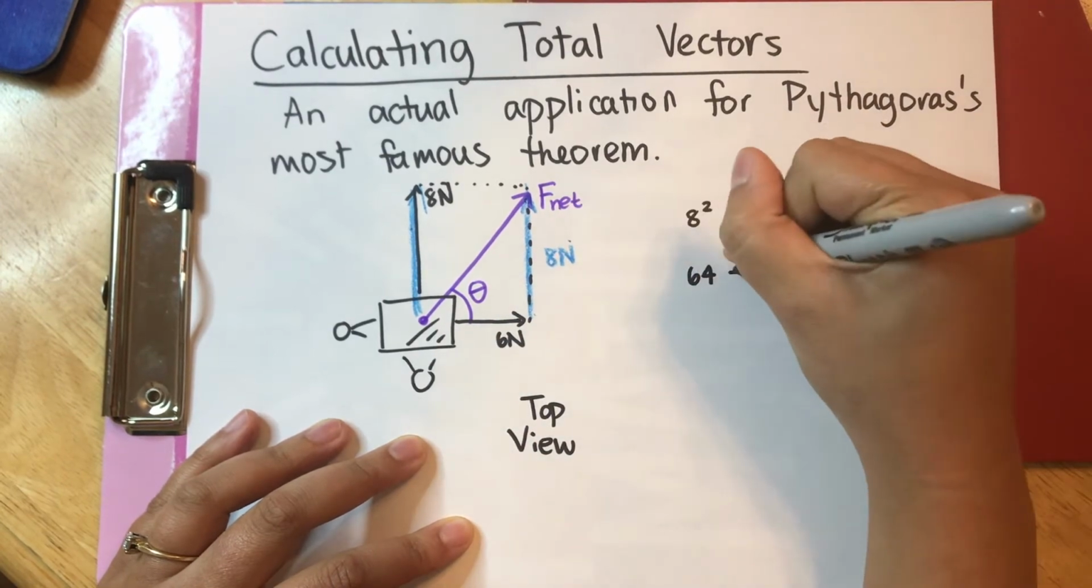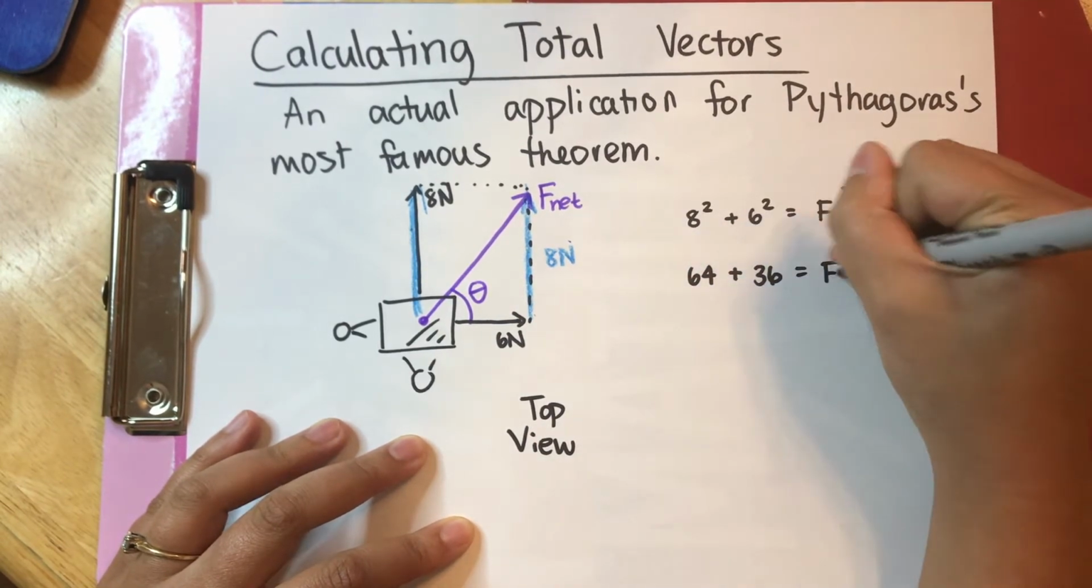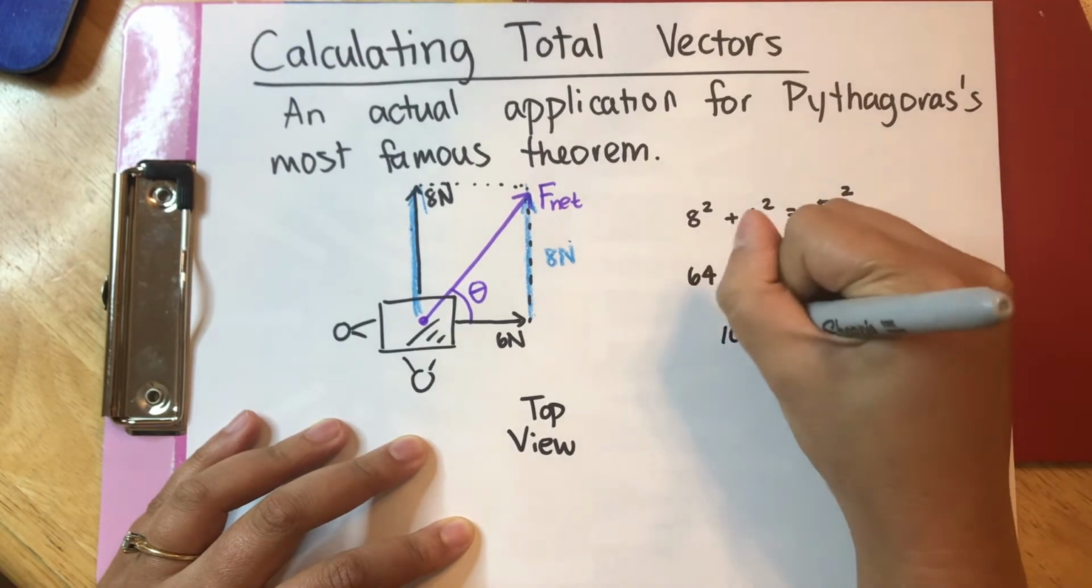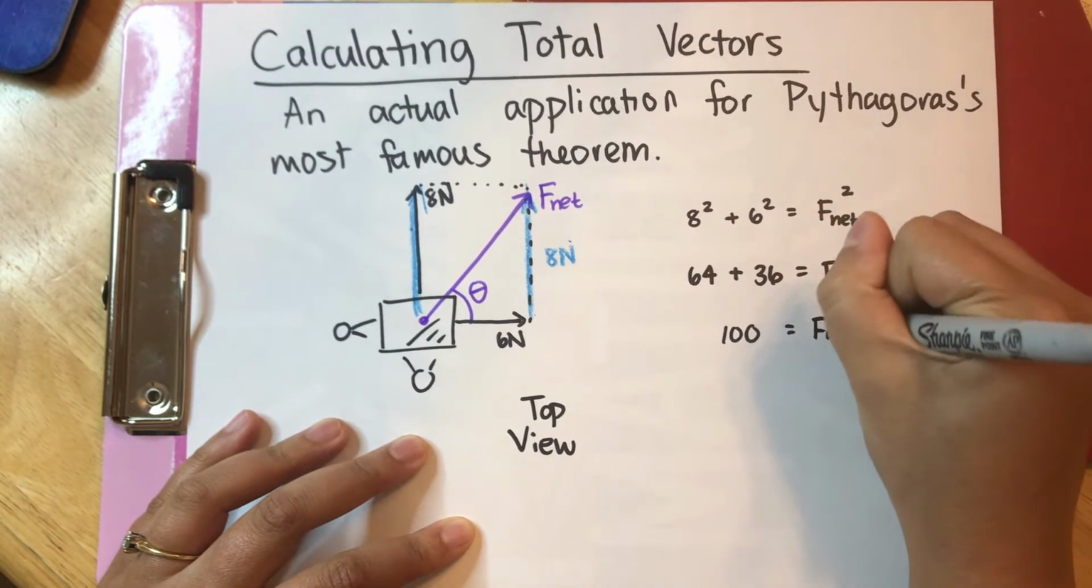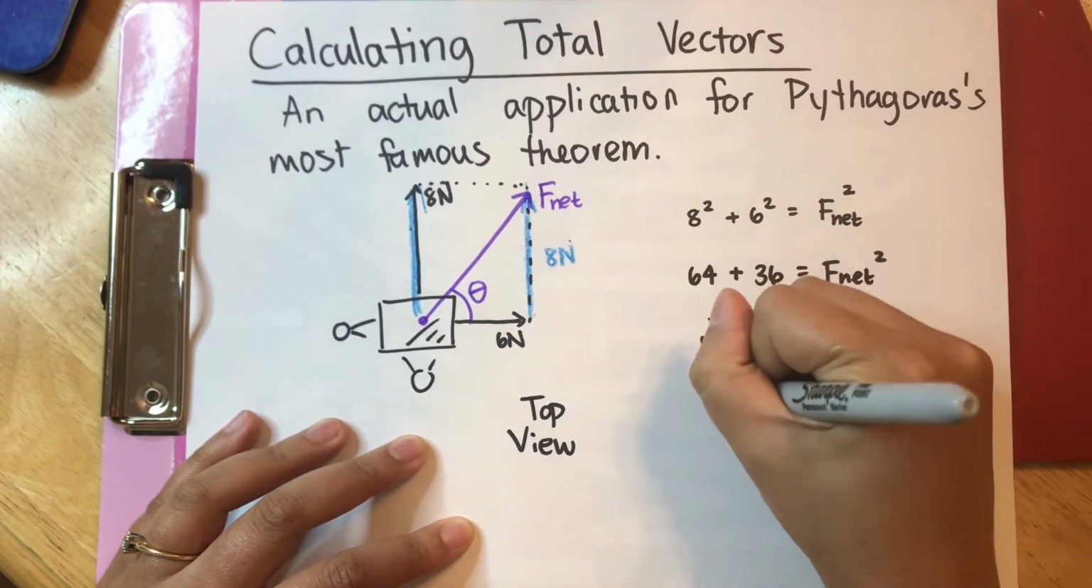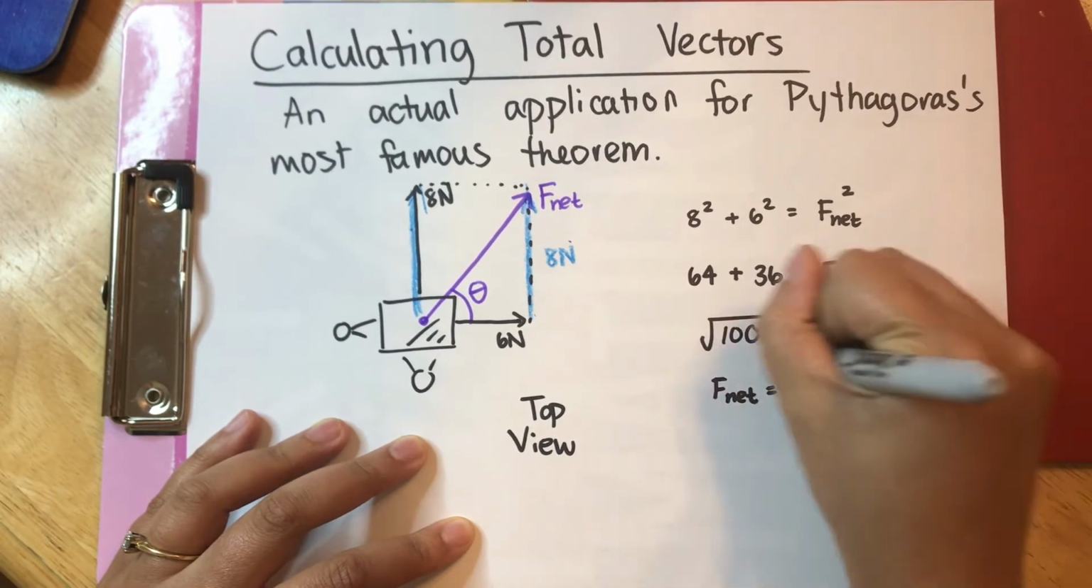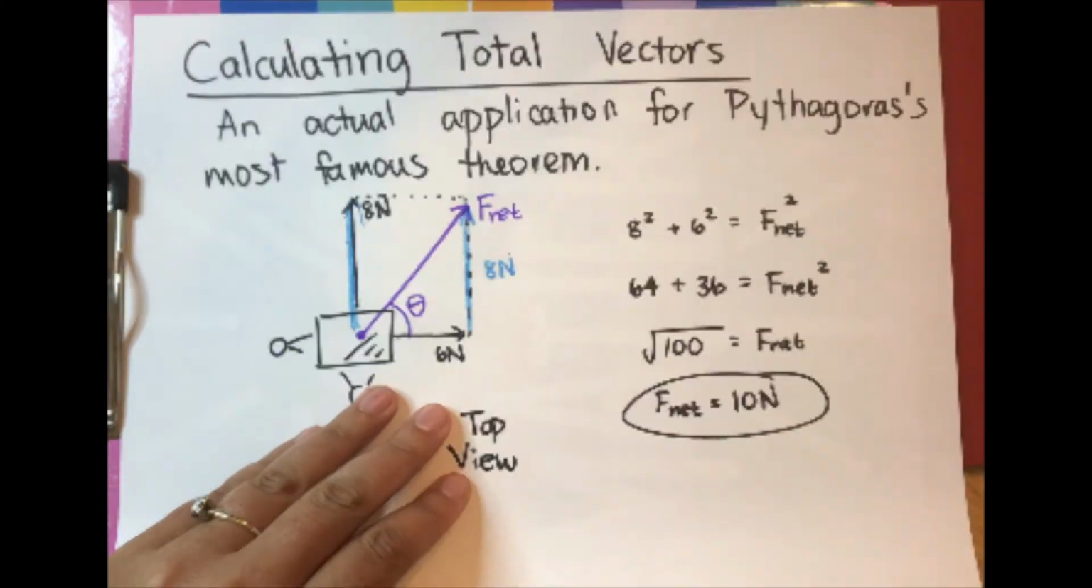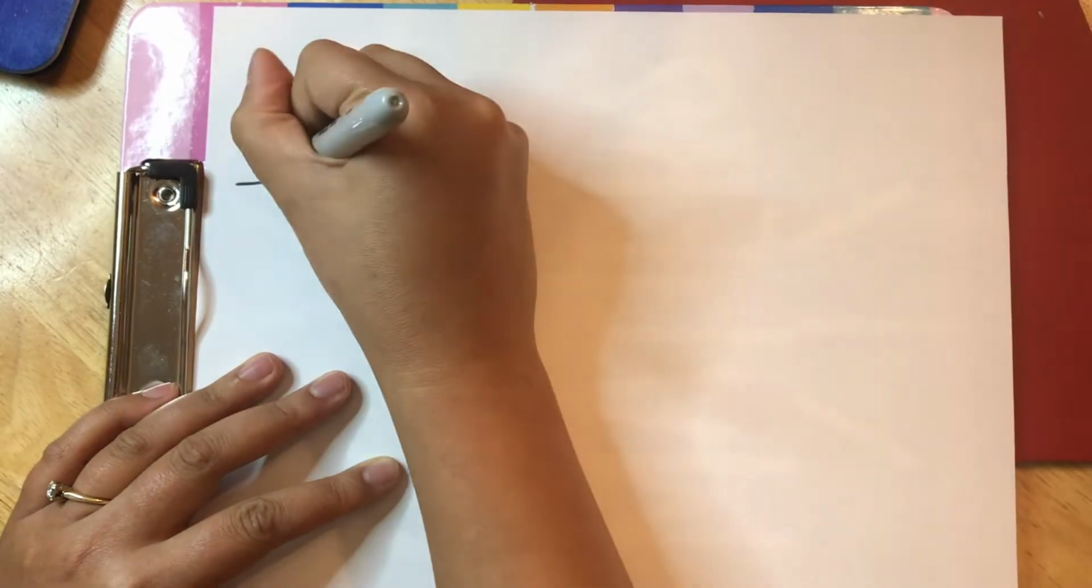Taking my a squared plus b squared equals c squared, the two sides squared equals the hypotenuse squared. So taking the square root in this case gets the net force of 10 newtons. More closely, because 8 and 6 are the two sides of this triangle, I would use the Pythagorean theorem to find the hypotenuse. Hey, let's try it again with one you've seen before.